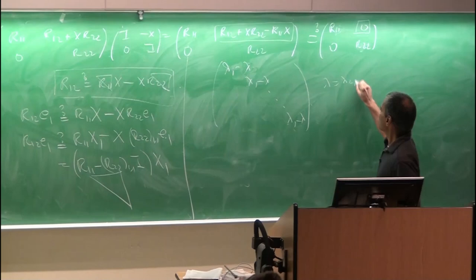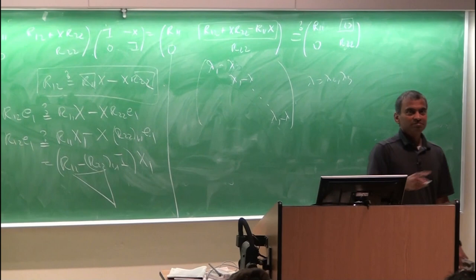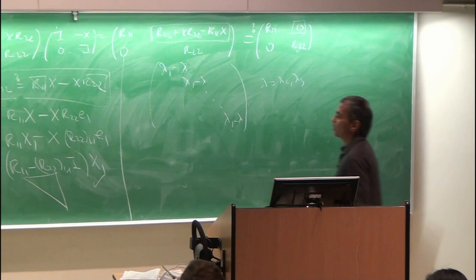Those are the only two numbers that appear on the diagonal of R22. And we know that neither lambda 2 nor lambda 3 is equal to lambda 1, so this diagonal is non-zero. Therefore, the matrix is invertible, right? So you can find the first column of X. We don't need to say what the solution is, but we can say it exists, and we can write it down, right?